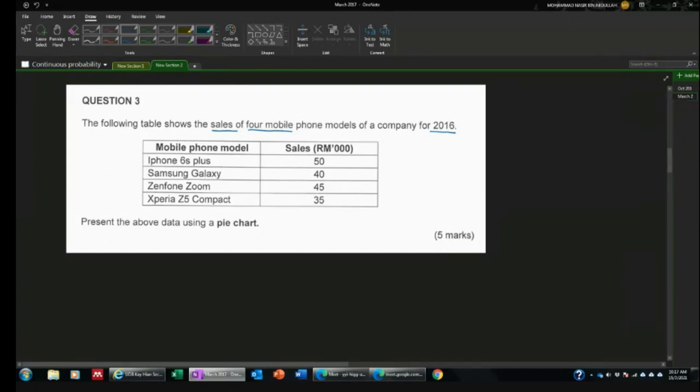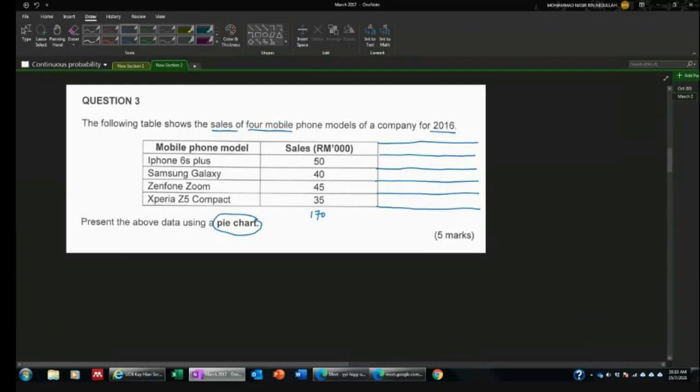Okay. So the sales is 1,000, 50,000, 40,000, 45, 35,000. Construct a pie chart. So to construct a pie chart, what you need to have is your percentage and the degree, right? Percentage and degree. So you need to calculate lah. So now, let's say the total here will be 50 plus 40, 90, 90 plus 45 plus 35 is 170.